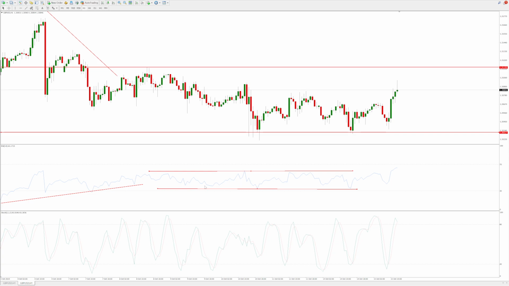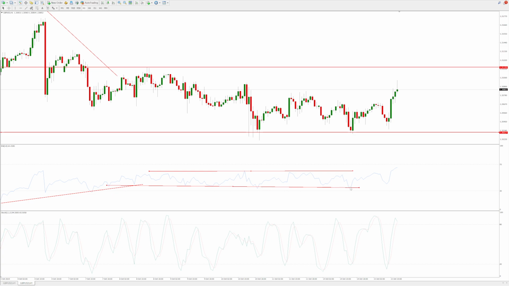You can use the RSI to trade from support and resistance in a range, if you just want to look at it. Let's just say this support level has been touched there, even further back to here and here. So this is like a strong support level.